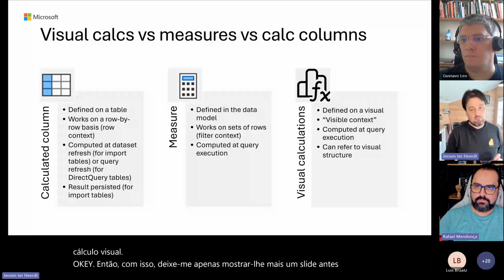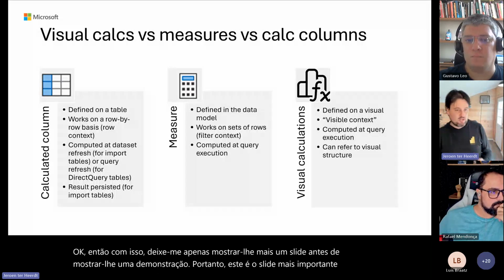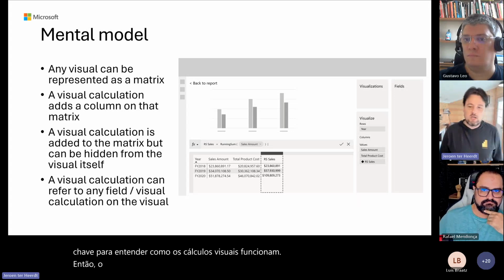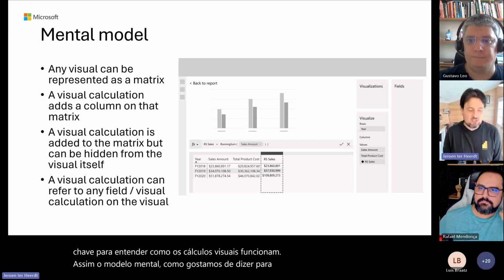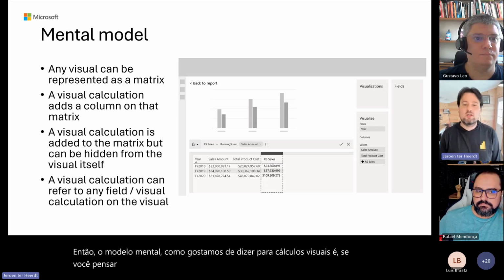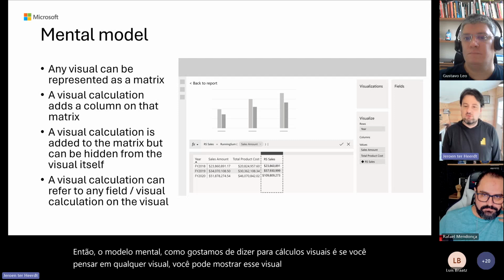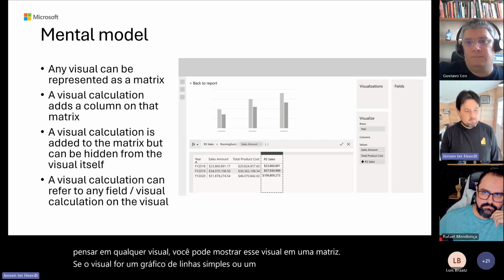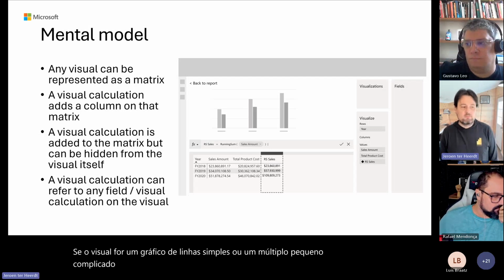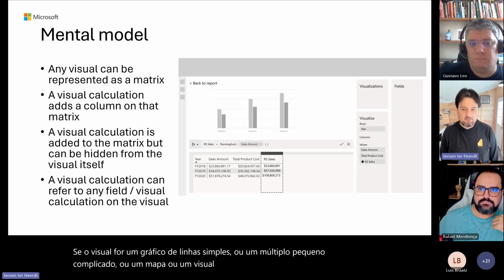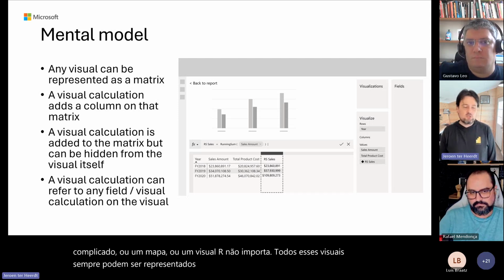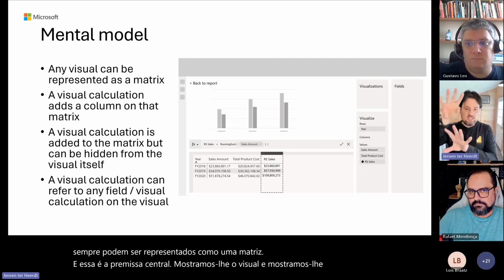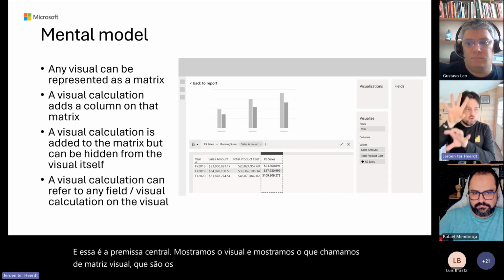Okay, so with that, let me just show you one more slide before I show you a demo. This is the most important slide and the key to understanding how visual calculations work. The mental model, as we like to say, for visual calculations is, if you think about any visual, you can show that visual in a matrix. If the visual is a simple line chart or a complicated small multiple or a map or an R visual, it doesn't matter. All of those visuals can always be represented as a matrix. And that's the core premise. We show you the visual and we show you what we call the visual matrix, which is the data that sits under that visual, and we show you both.